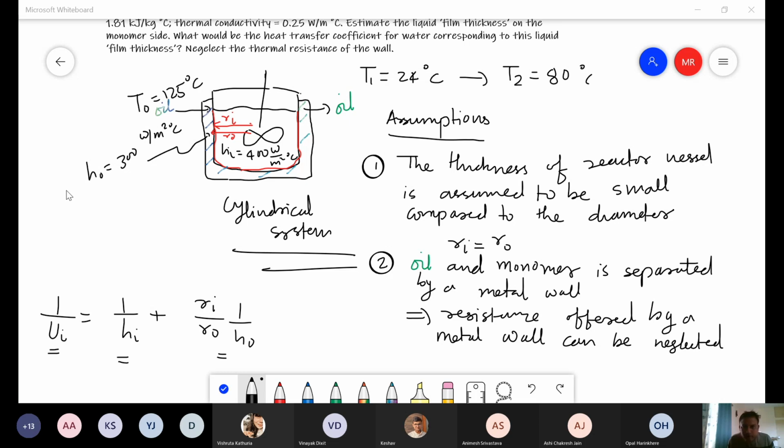Just wait. I think I made a mistake in the class note. This equation is correct, but instead of 1 by Ui or 1 by U naught, that should be just Ui or U naught. There. Okay. I will correct it in my class notes slides.